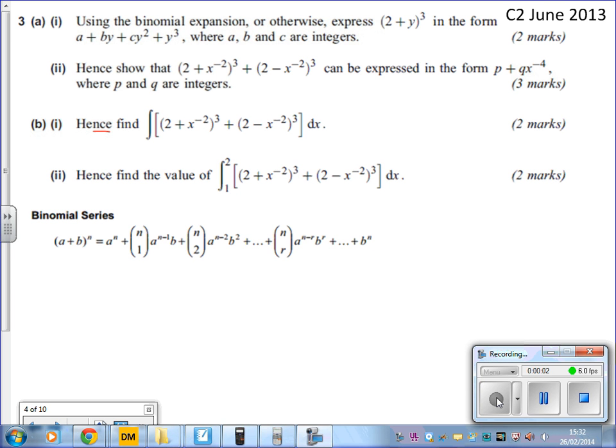Core 2, June 2013, question 3. This is a nice binomial expansion question. The thing to note here is that everything starts with the word "hence", so you're going to need to use your working to get full marks. And the first part is a straightforward binomial expansion.